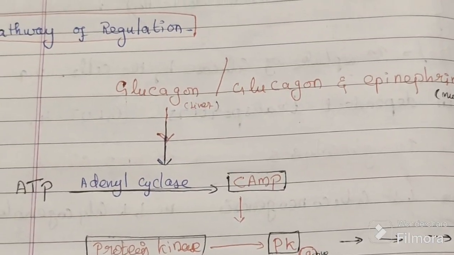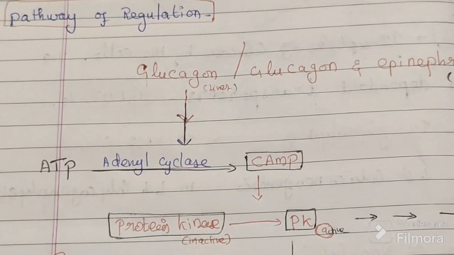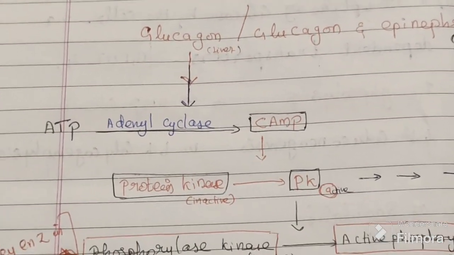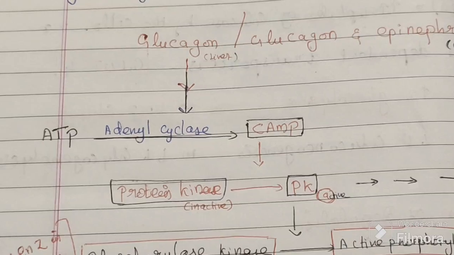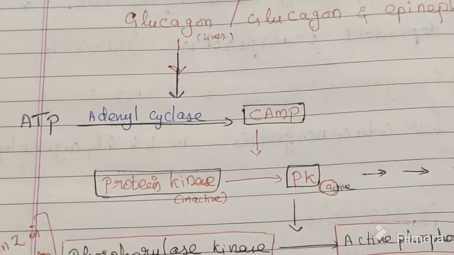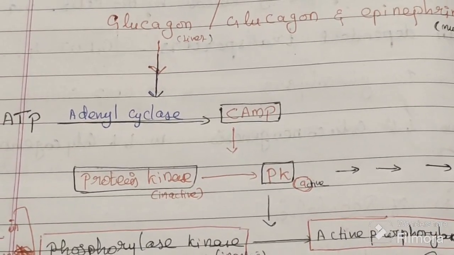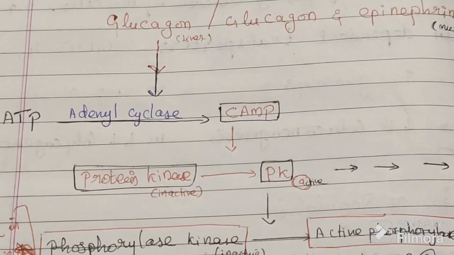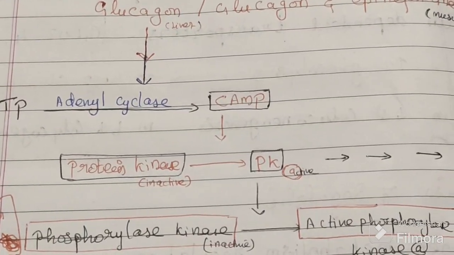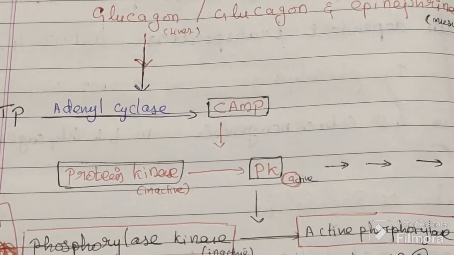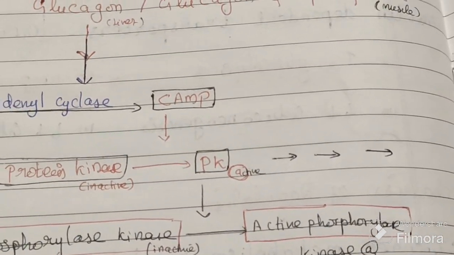Glucagon in the liver, or glucagon or epinephrine in the muscle, attach to the receptor and cause the formation of adenylate cyclase. This adenylate cyclase converts ATP into cyclic adenosine monophosphate, which increases the cyclic adenosine monophosphate level. This cyclic adenosine monophosphate activates the protein kinase. Inactive protein kinase is converted into active protein kinase.